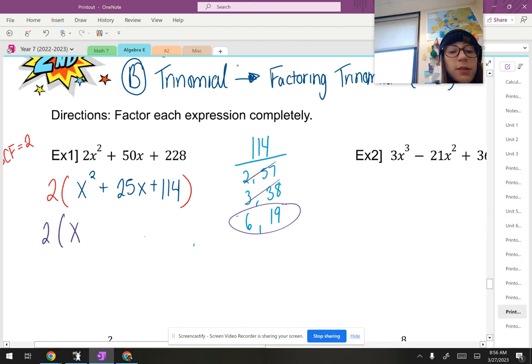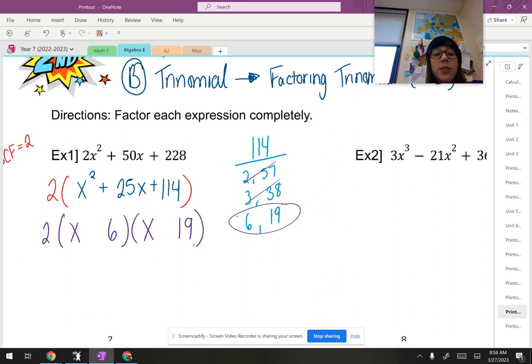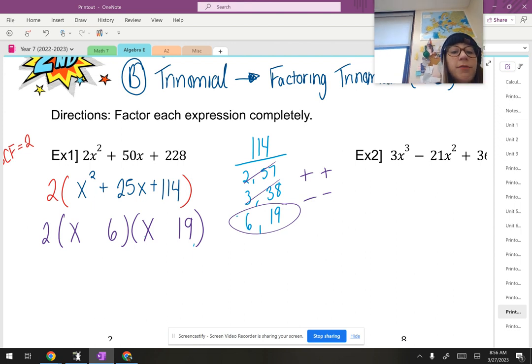So again, keeping my GCF of 2 on the outside, just continuing to carry that down. My first pieces have to be x in order to get to that x squared. We decided we're working with 6 and 19 here, and now just for the signs. It has to multiply to a positive, which tells me my signs have to be plus plus or minus minus. And in order to get to a positive 25, they're going to both have to be positives.